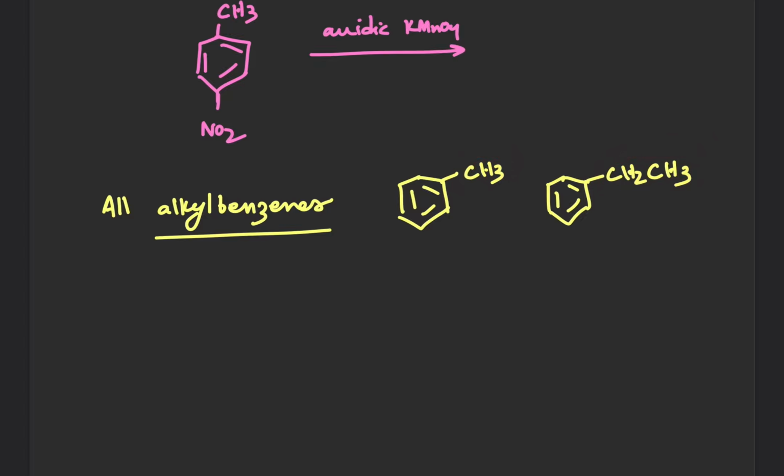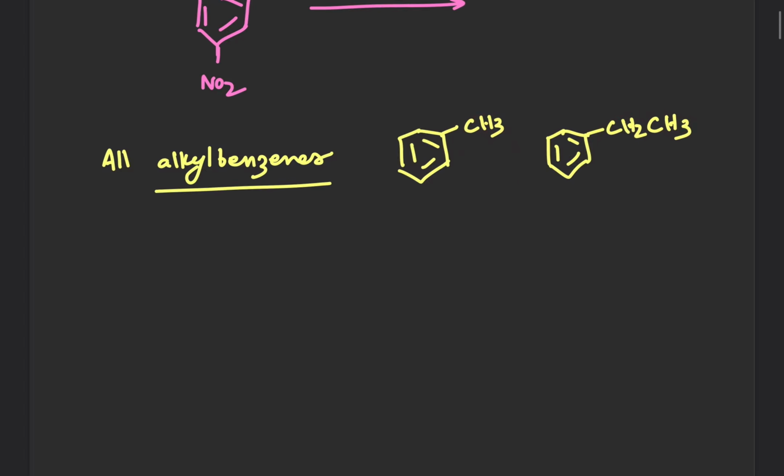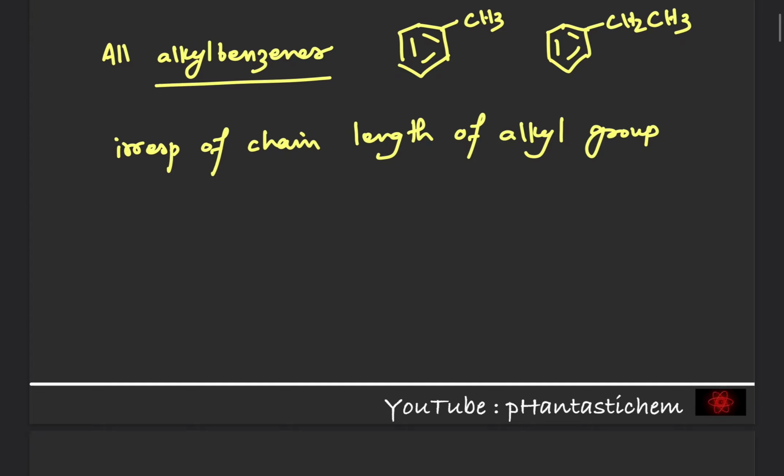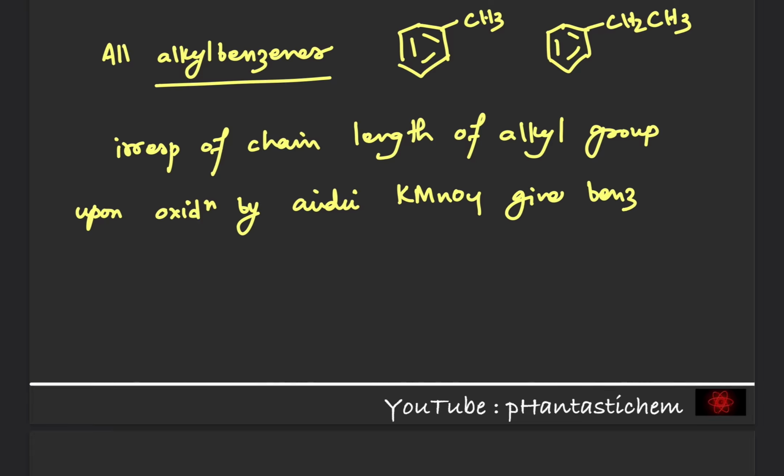Upon oxidation by acidic potassium permanganate, that is KMnO4, all alkyl benzenes, irrespective of chain length of alkyl group, give benzoic acid. Okay, important.